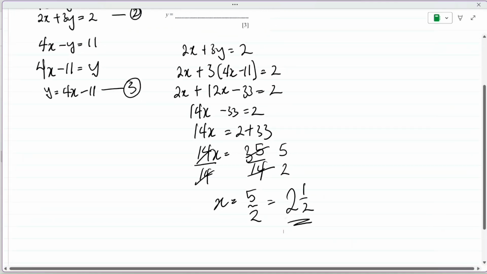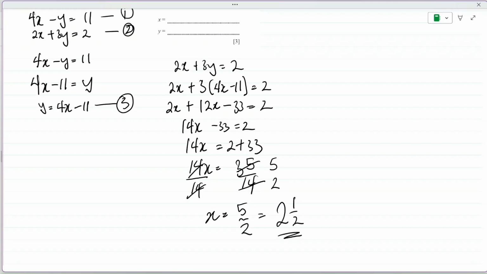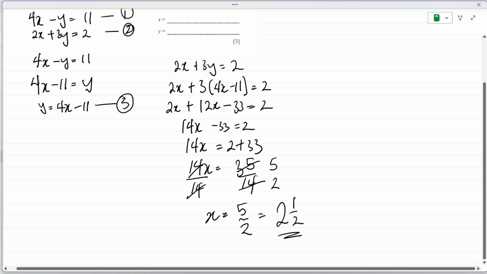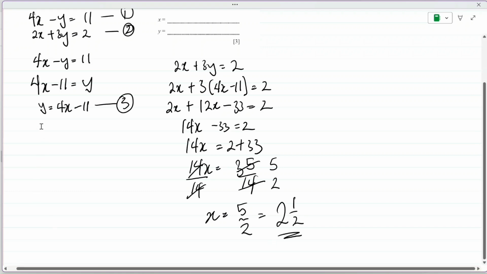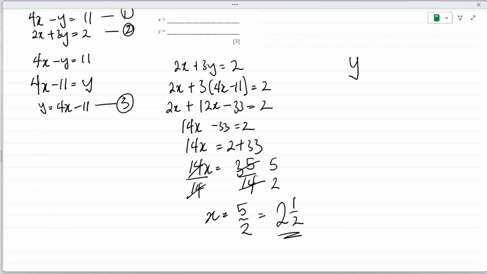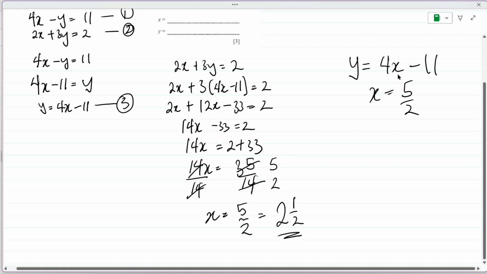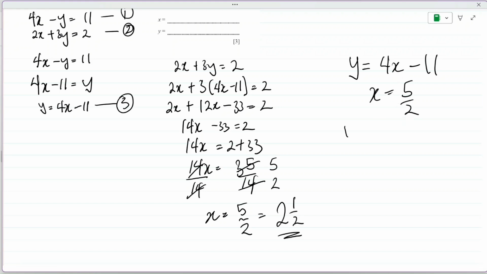We have solved for x, now we need to find y. We know we can't use the mixed fraction to find y, so we go to the value of x as 5/2. Let's take equation 3. It already has y on one side, so equation 3 is y equals 4x minus 11. We know x is 5/2. That means we're going to change x in equation 3 to its numeric value, which is 5/2. So we have y equals 4 times 5/2 minus 11.